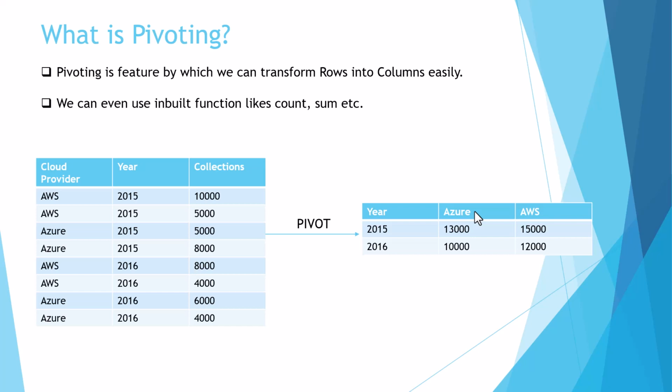But in order to make it more readable, we could use the pivoting feature and convert it into a much more flexible format, where we display the years in one column, and then have the individual cloud providers like Azure and AWS, and we could even use the sum of all the earnings for 2015 or 2016 for individual Azure or AWS. So that's what we are going to use.